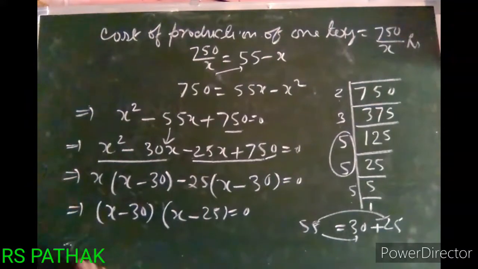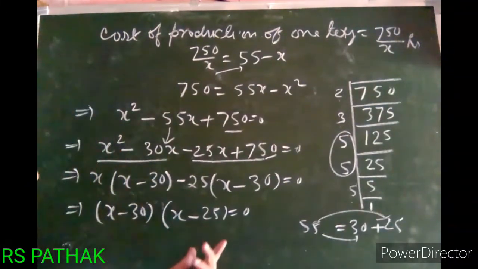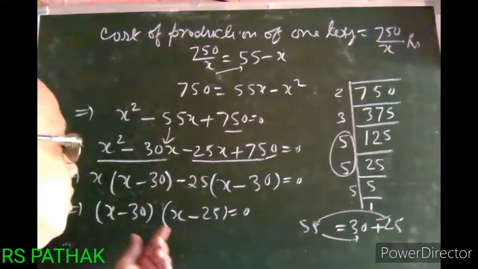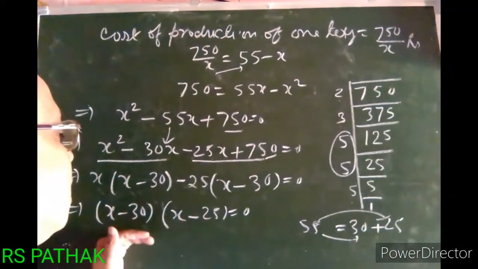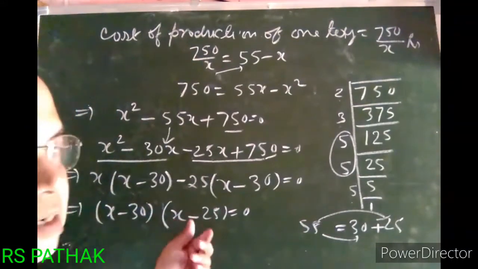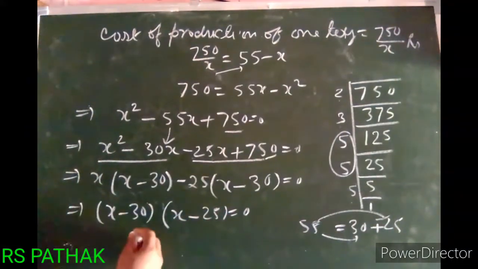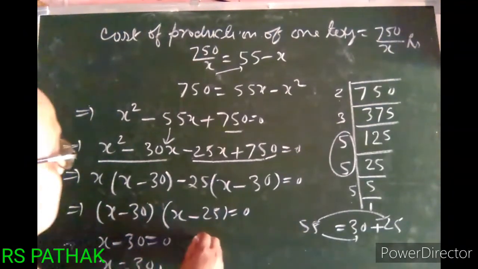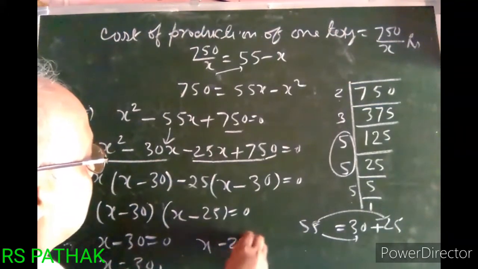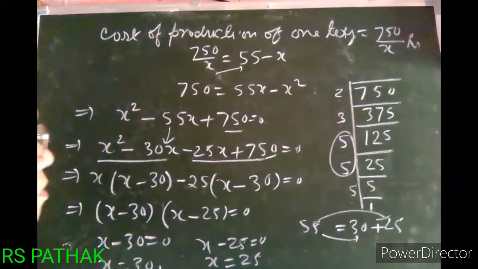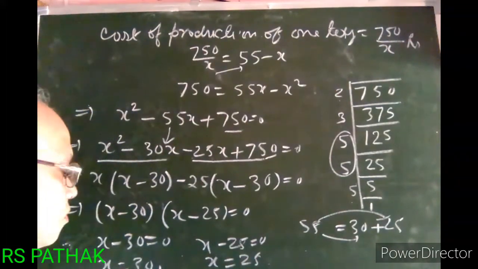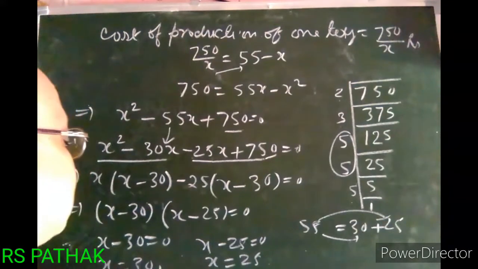Now the product of two factors is 0. It is possible only when either factor is 0. I will equate each factor to 0. x minus 30 equals 0, x equals 30, and x minus 25 equals 0, x equals 25. There are two answers, 30 and 25.